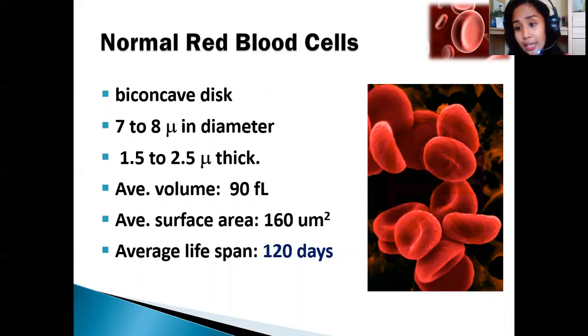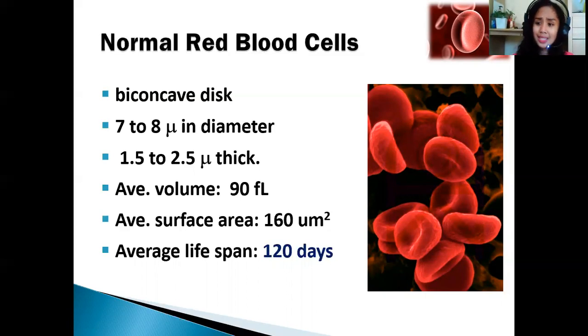That biconcave disc increases the surface area of your red blood cell so that it can carry oxygen. Class, your red blood cell can normally carry 4 molecules of oxygen, right? The heme group or hemoglobin is separated into 4, so each carries one oxygen. Your size is 7 to 8 micrometers, or 6 to 8 micrometers.